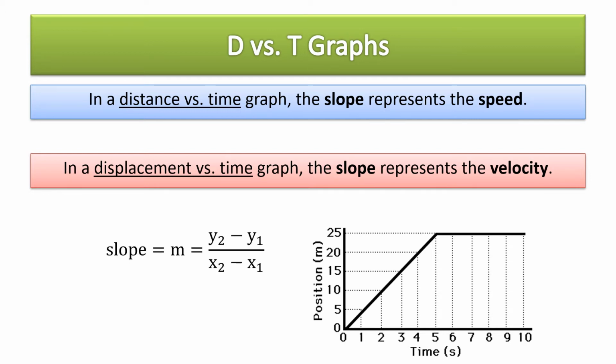All right, so for the slope, it's y2 minus y1 over x2 minus x1. So during the first 5 seconds, the car is moving. It does have a slope, which means that it does have a velocity. So it would be 25 divided by 5. It's moving at 5 meters every second.